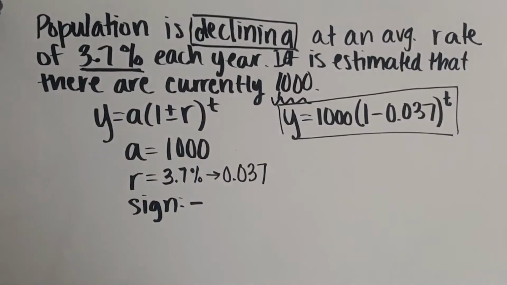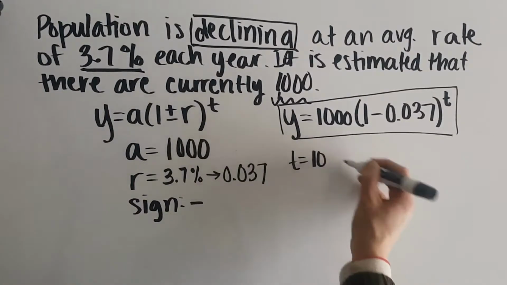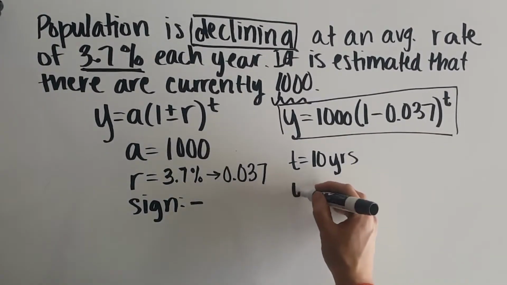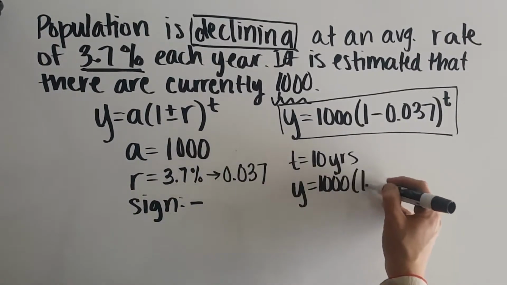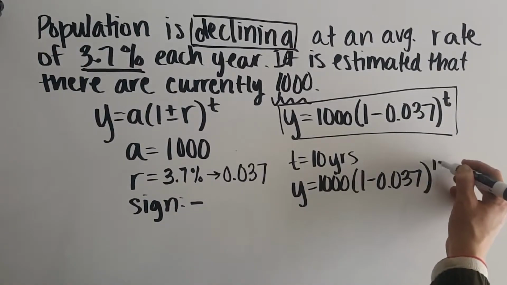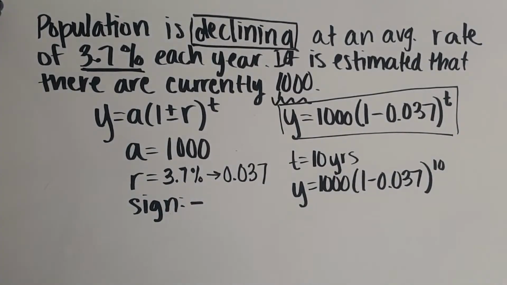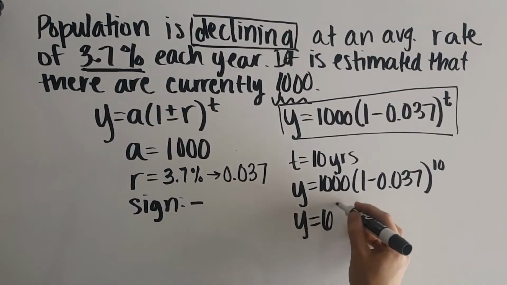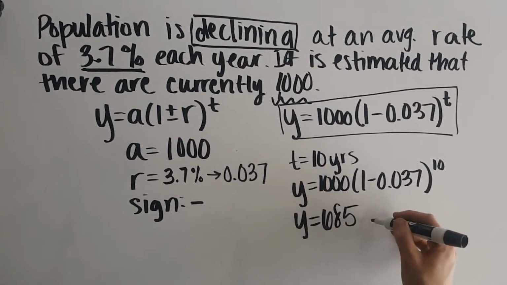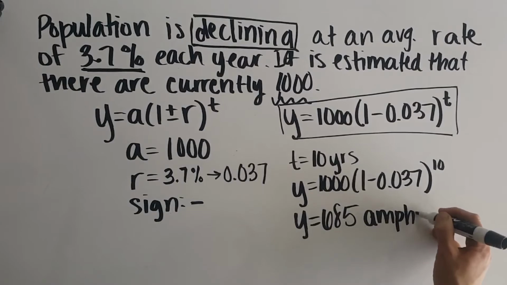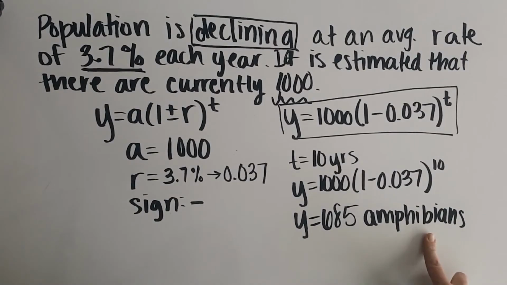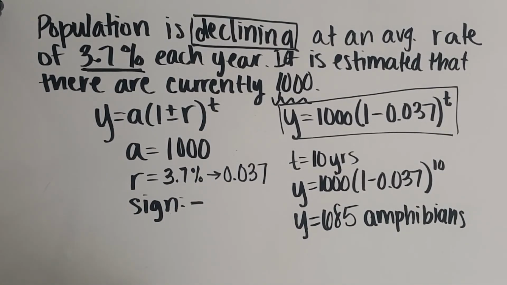For example, if they want to know how many amphibians there will be in 10 years, well, that means t is 10. So I'm going to substitute that into our equation for t. And we can type this into our calculator to find out that there would be 685 amphibians after 10 years. So we started with 1,000, but after 10 years there will only be 685 remaining. So that's it.